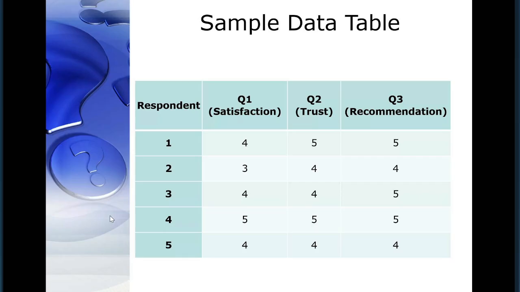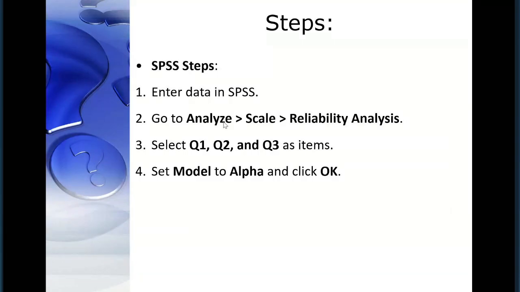So this is just a sample data table, how to create it and how to put it in SPSS. If you know, it's okay. Otherwise, I'll mention the steps. Now to perform this activity, you need to open SPSS. You need to enter the data in SPSS. Then go to Analyze tab, click Scale and click Reliability Analysis. Select all 3 questions as items, set model to alpha and click OK. And you can see the results.